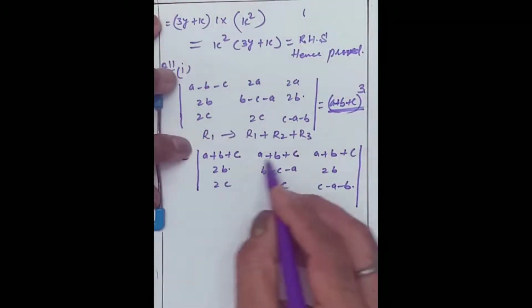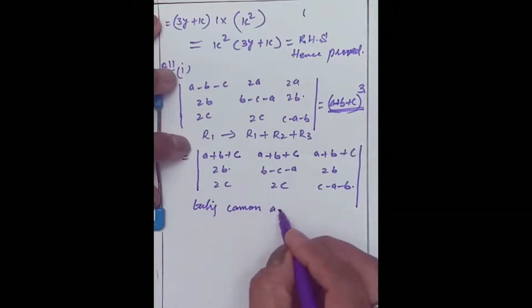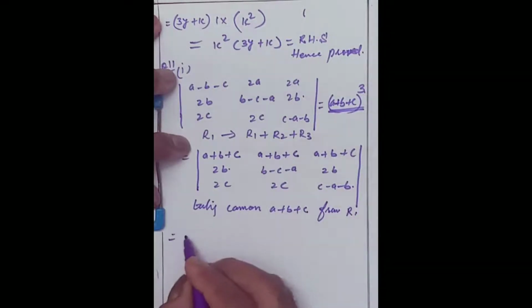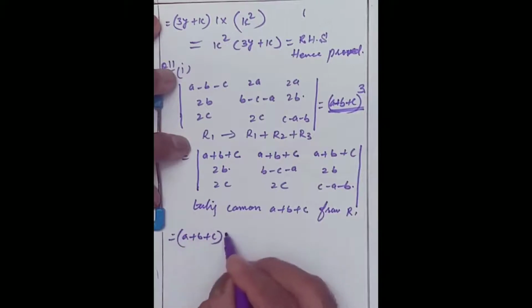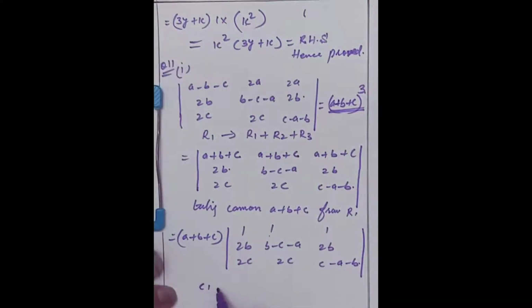Now look at here, a plus b plus c is common everywhere. So taking common a plus b plus c from R1, we get one factor a plus b plus c outside. So 1, 2b, 2c, 1, b minus c minus a, 2c, 1, 2b, c minus a minus b. Now you know we are getting 1, 1, 1, so the same rotational operation will give: C1 changes with the help of C1 minus C2, and C2 changes with the help of C2 minus C3.